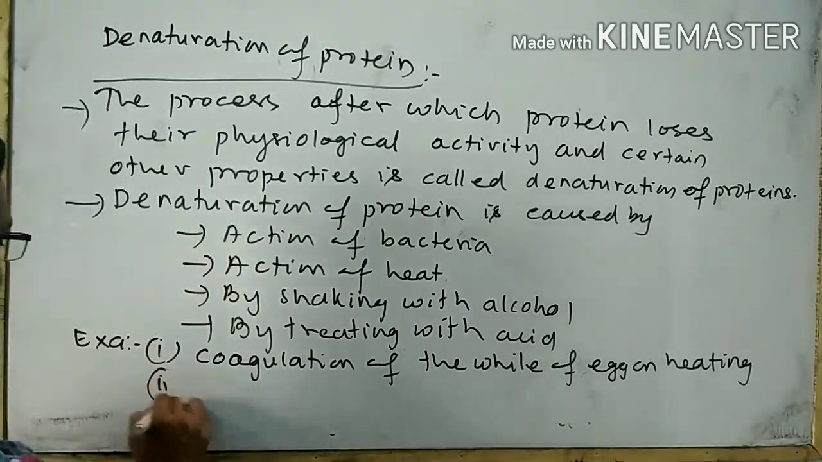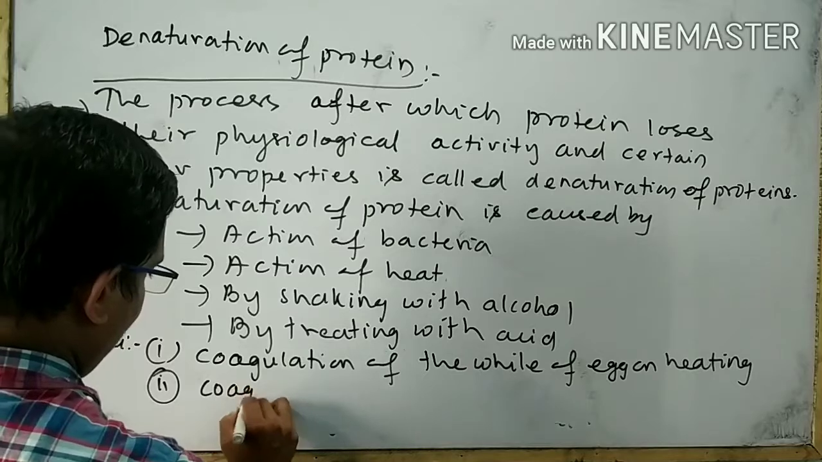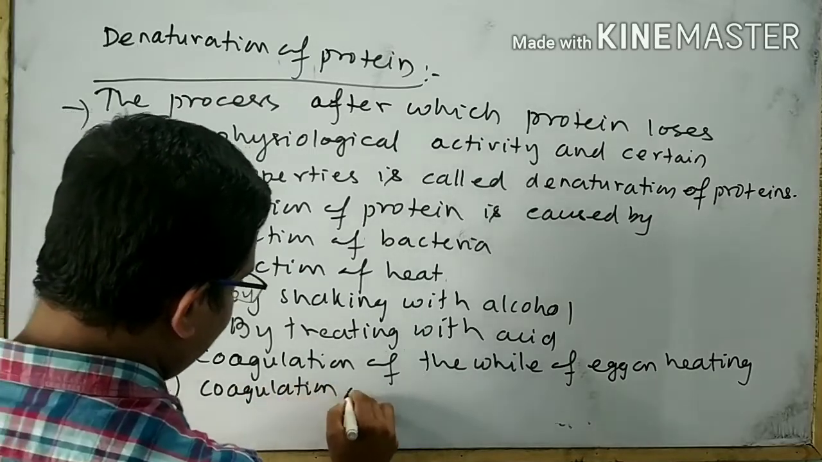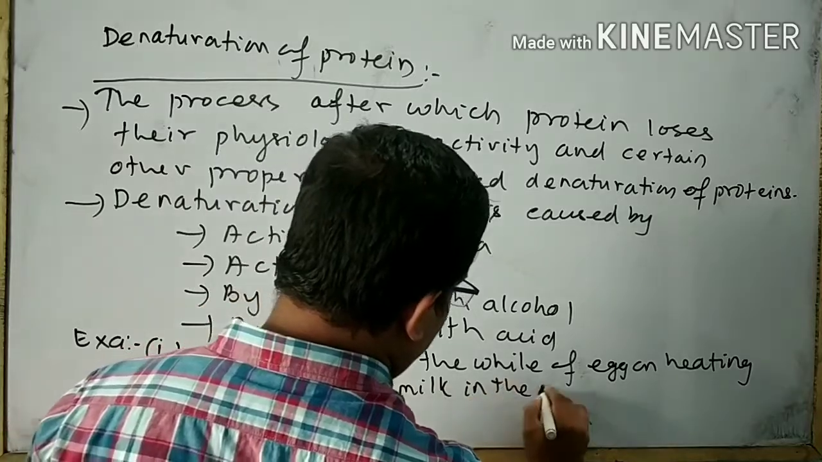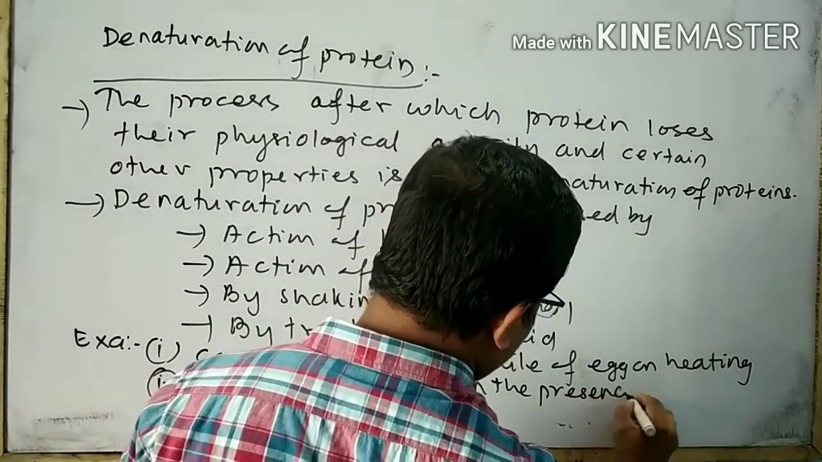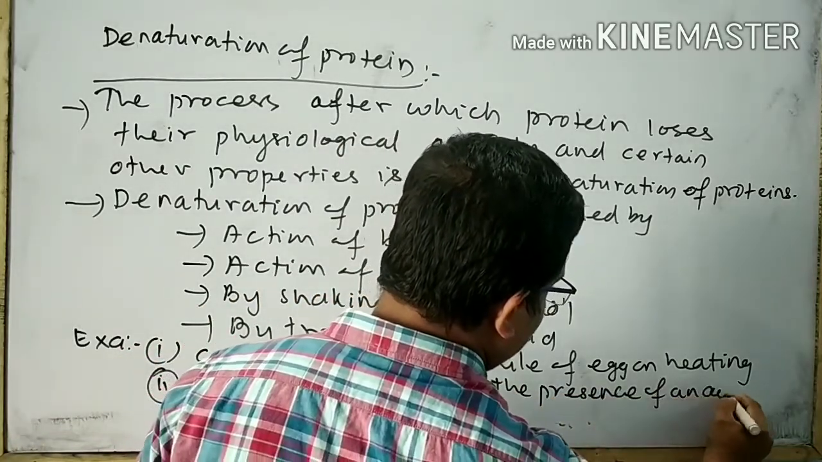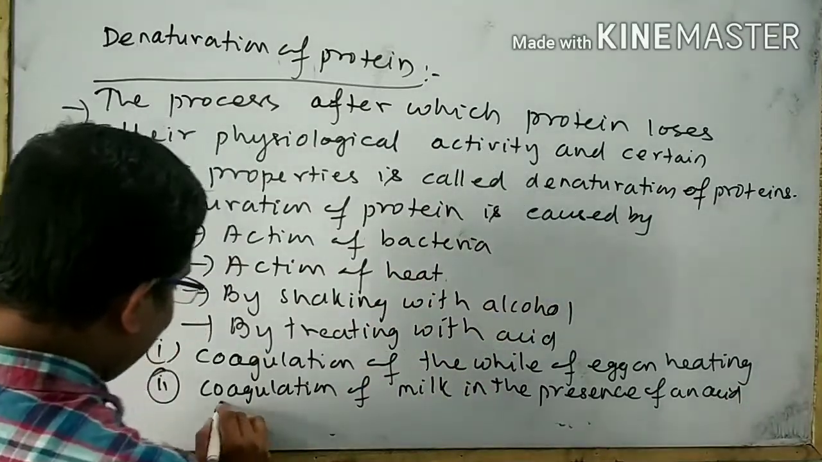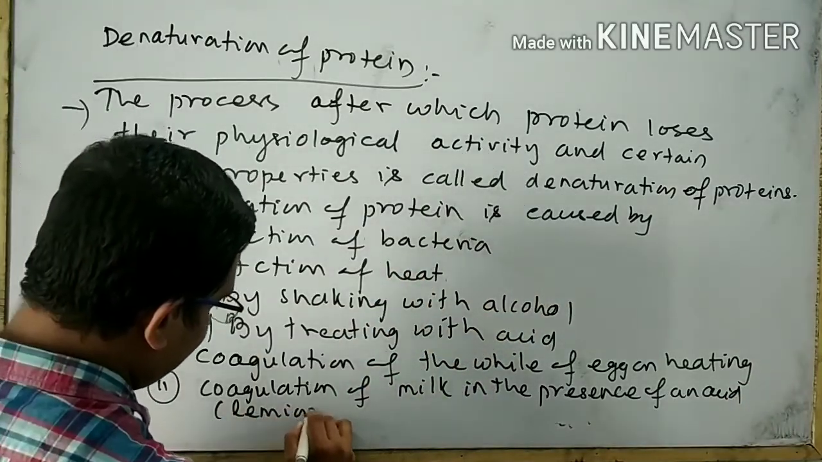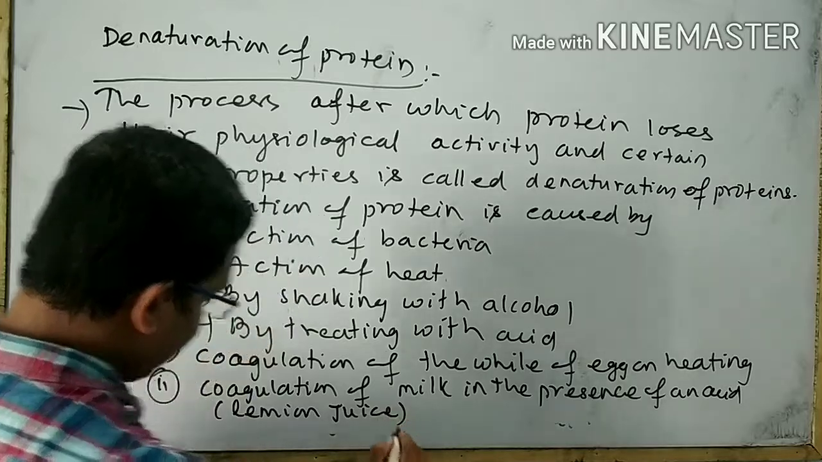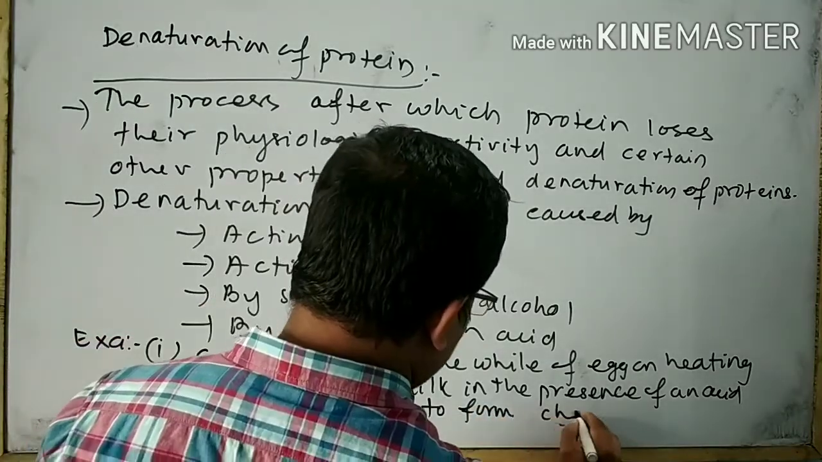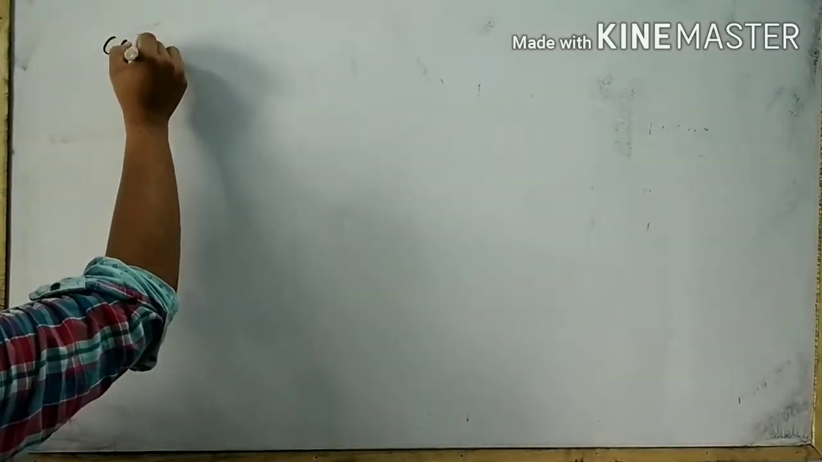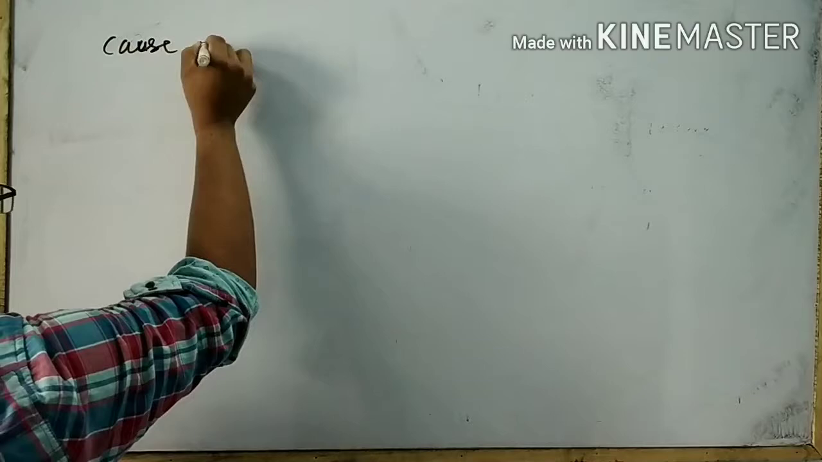and the second example is coagulation of milk in the presence of an acid. Basically we use lemon juice to form cheese.